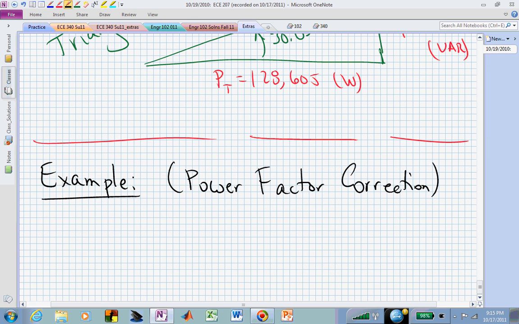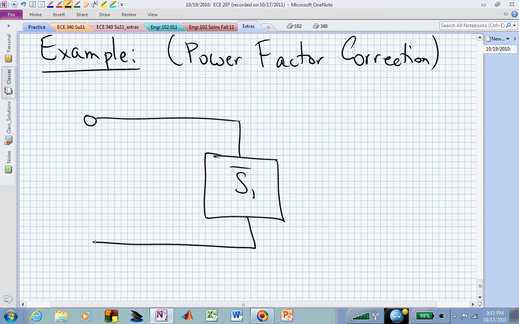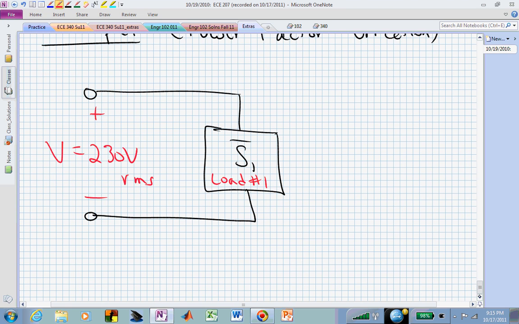In this particular problem, let's say that we have a load S1 that has some complex power associated with it. Maybe this load is being supplied by a voltage of 230 volts, and let's say this is now load number 1. And maybe somebody tells us something even more about load number 1.